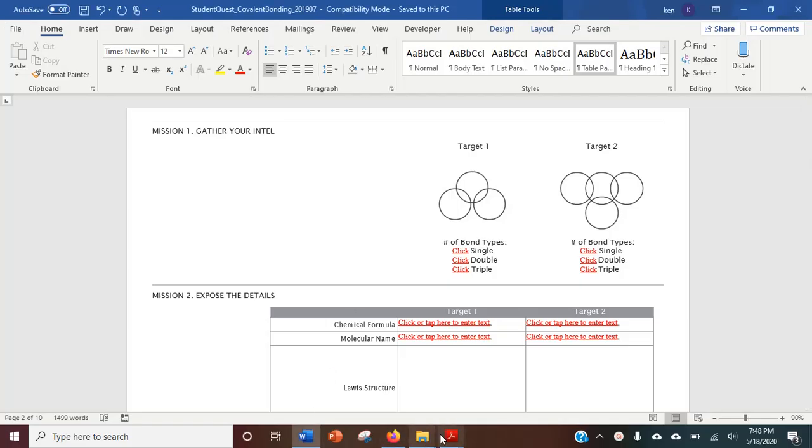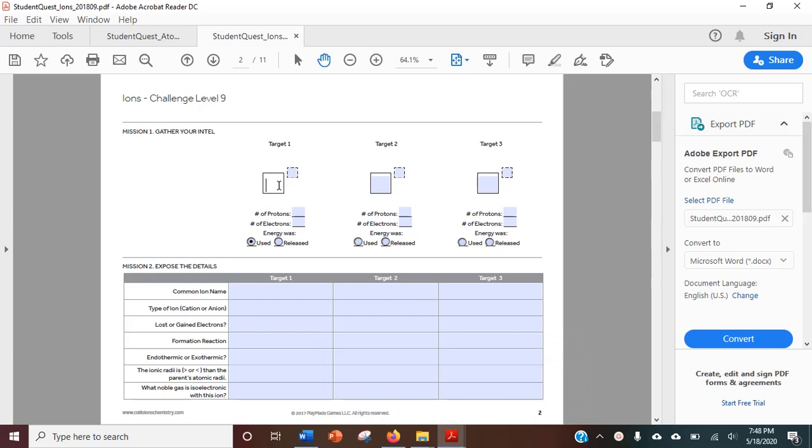Now, how do we fill this in? We just did sodium. Charge is positive 1. How many protons did the sodium have? 11. We lost 1 electron, so we have 10 now. And we used energy. So what's the ion name? Sodium ion. The type of ion: cation, which is positive.